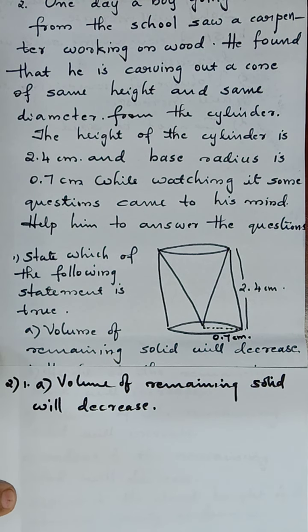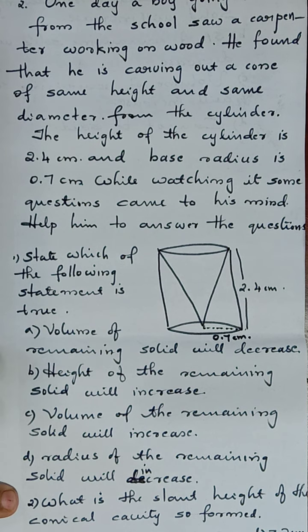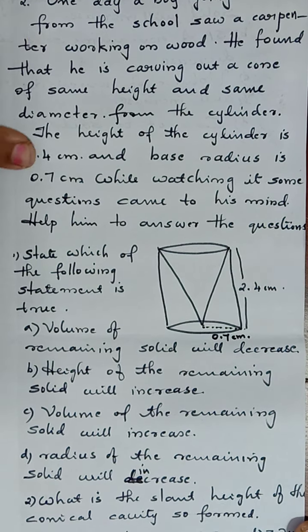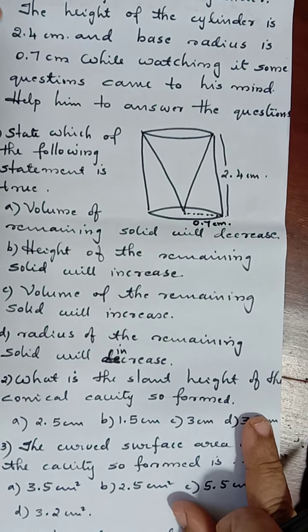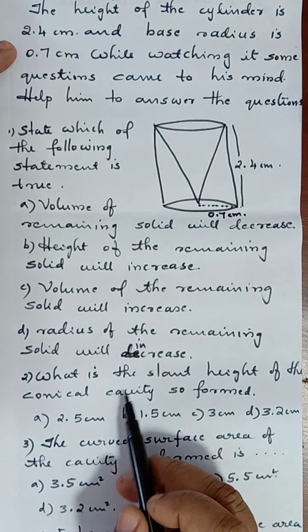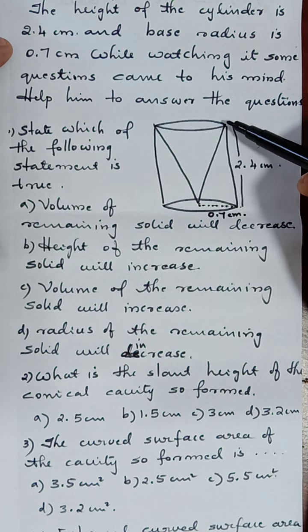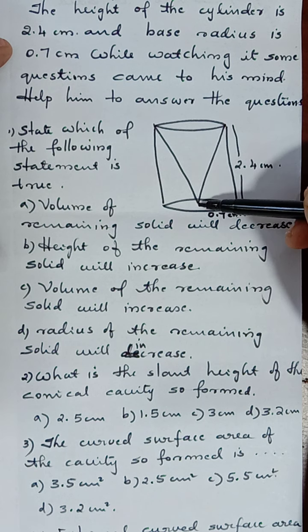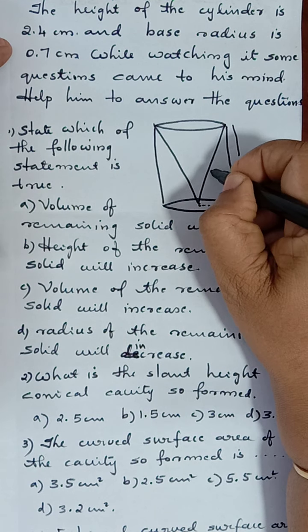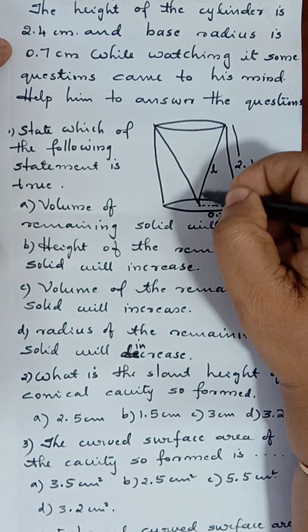Now comes the second one. Second question. What is the slant height of conical cavities of form? So after removal of this conical portion, we have a conical cavity. A depression is seen here. What is the slant height of that? This is called slant height. You can watch it. So how do we get that? How to find out slant height for a cone? So let us mark it as L. L is called the slant height.